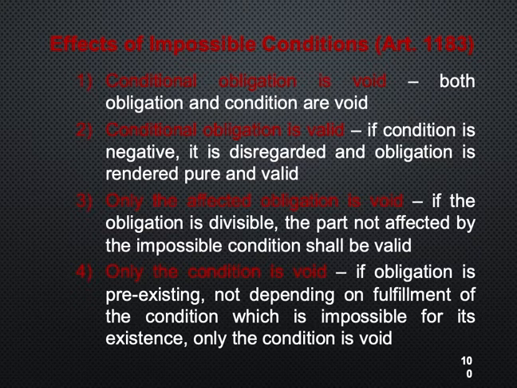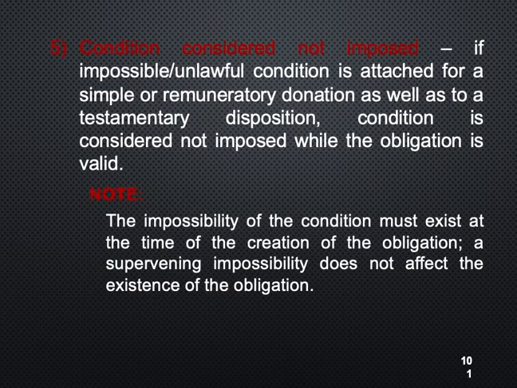So, number 1, both obligation and condition are void. Number 2, if the condition is negative, it is disregarded and the obligation is rendered pure and valid. Number 3, if the obligation is divisible, yung part na hindi naman affected ng impossible condition shall be valid. Okay. And then, only the condition is void if the obligation is pre-existing. So, these are different types of effects of impossible condition. Okay.